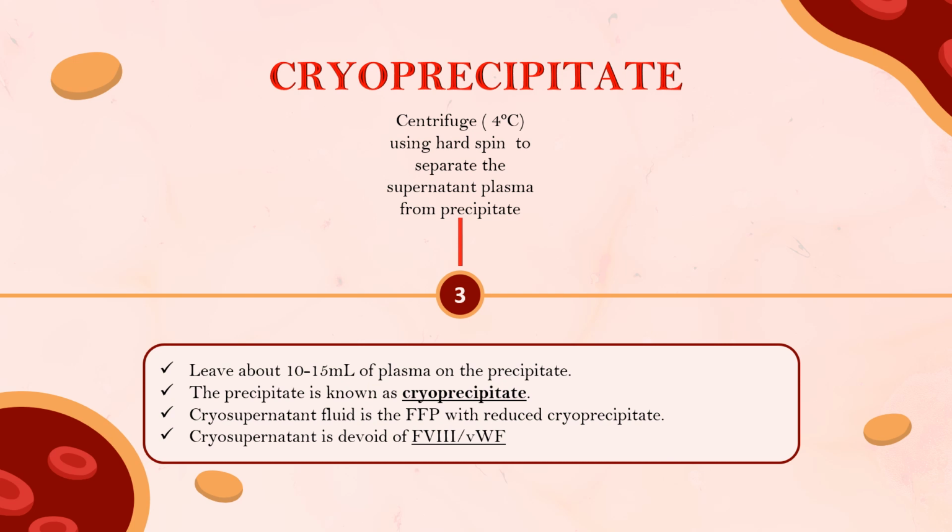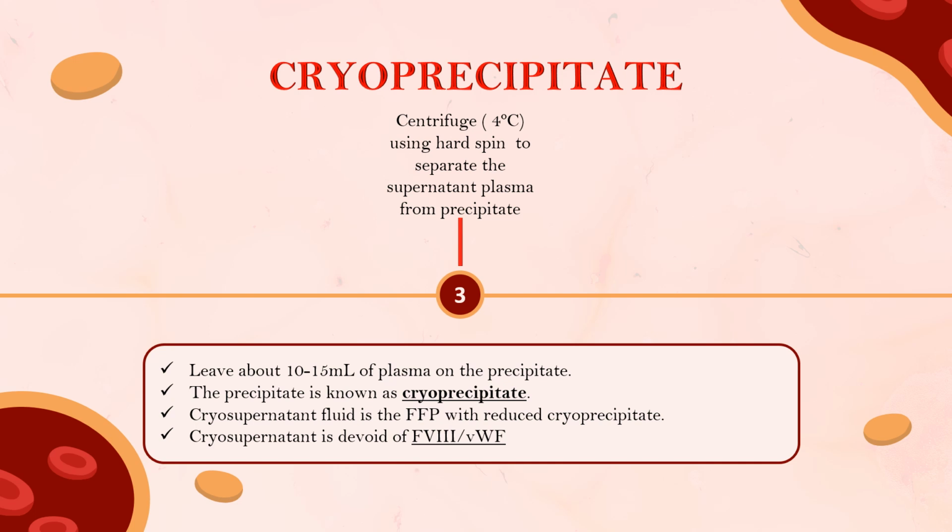Okay, third step when preparing cryoprecipitate, centrifuge at 4 degrees Celsius the thawed unit using hard spin in order to separate the supernatant plasma from the precipitate. However, take note that we must leave approximately 10 to 15 ml of plasma on the precipitate during transfer of the supernatant plasma to the transfer bag. And the precipitate obtained is now termed your cryoprecipitate, while the cryosupernatant fluid is the FFP with reduced cryoprecipitate.